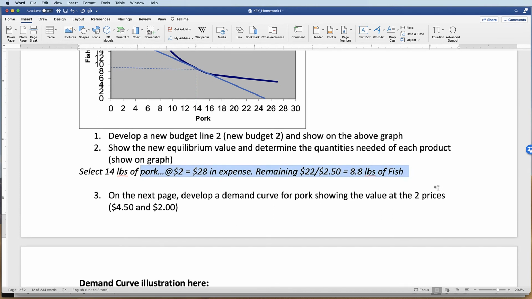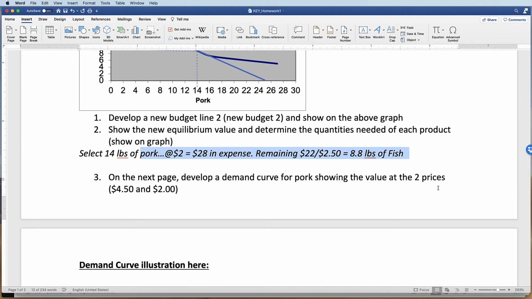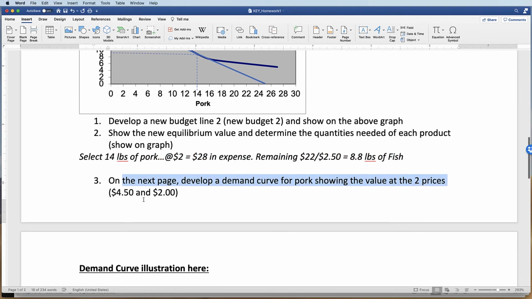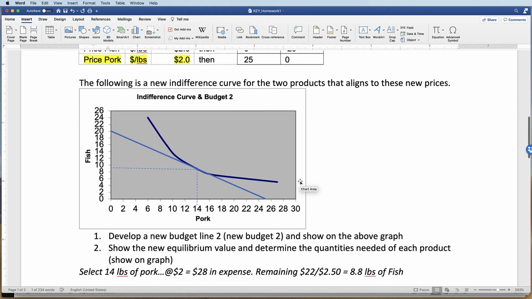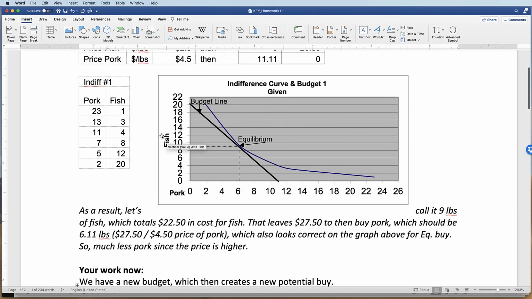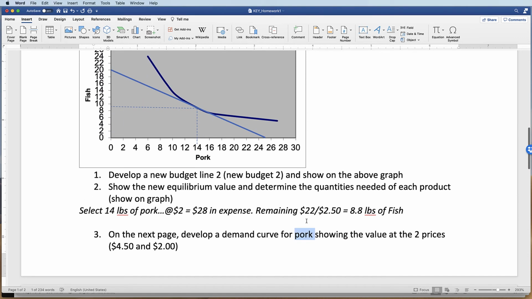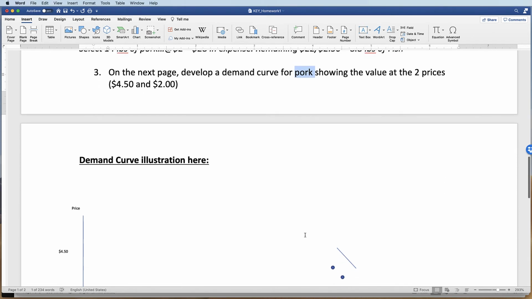If I go to the next page, it asked me to develop a demand curve showing the two prices. And specifically, we're looking at the $4.50, and it went to $2 because we're talking about just pork. Now, the thing to understand about a demand curve is it always represents one product. So budget lines and indifference curves represent two products. Demand curves typically represent one. And that's what we're looking at in this case. What is our decision on pork? All right, so we move down here. I've got an illustration here.